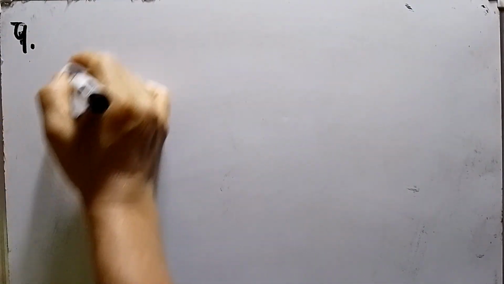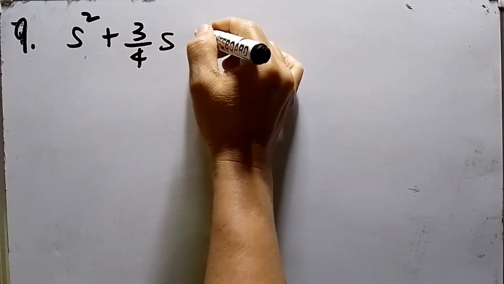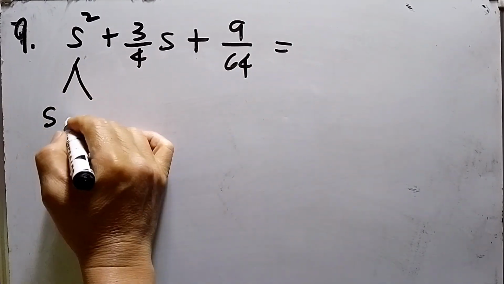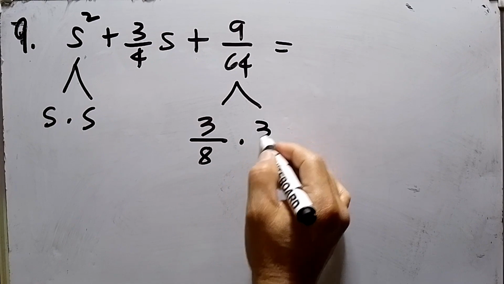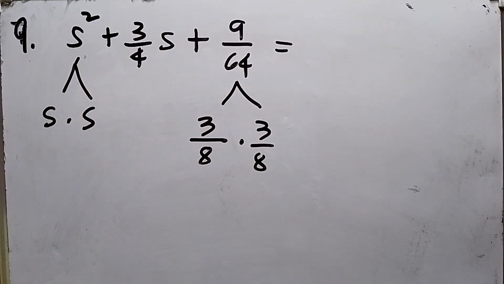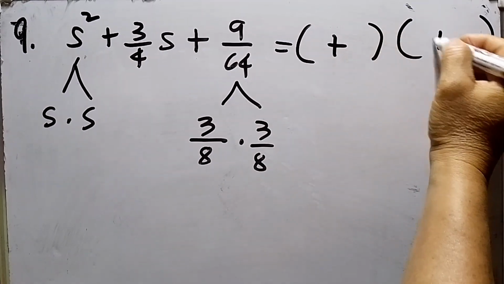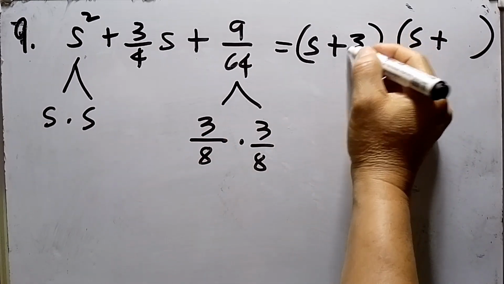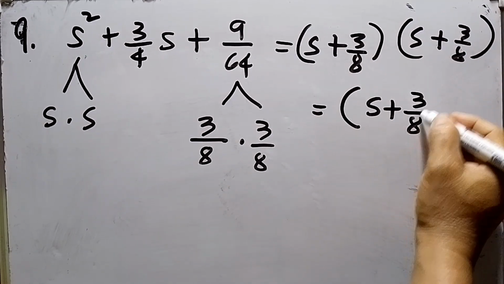Number 9. s squared plus 3 over 4 s plus 9 over 64. Factors, s times s. This one is 3 over 8 times 3 over 8. Since the operation is addition, this will be plus. So copy the first factor of s, then second, then 3 over 8, then 3 over 8. So this will be s plus 3 over 8 squared.